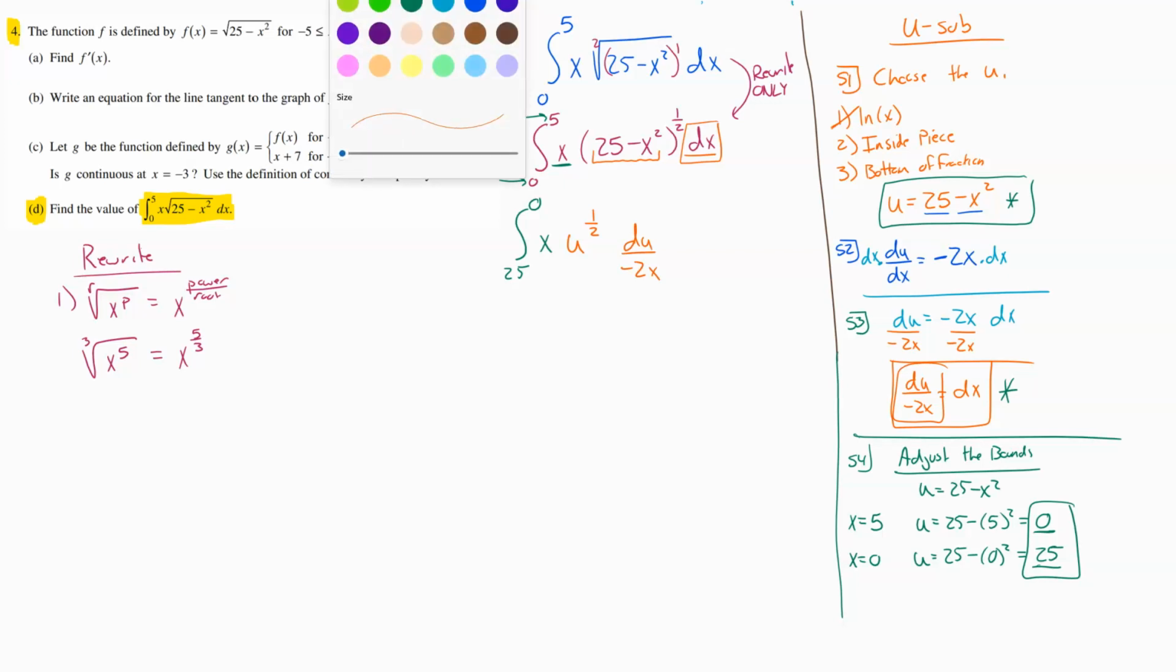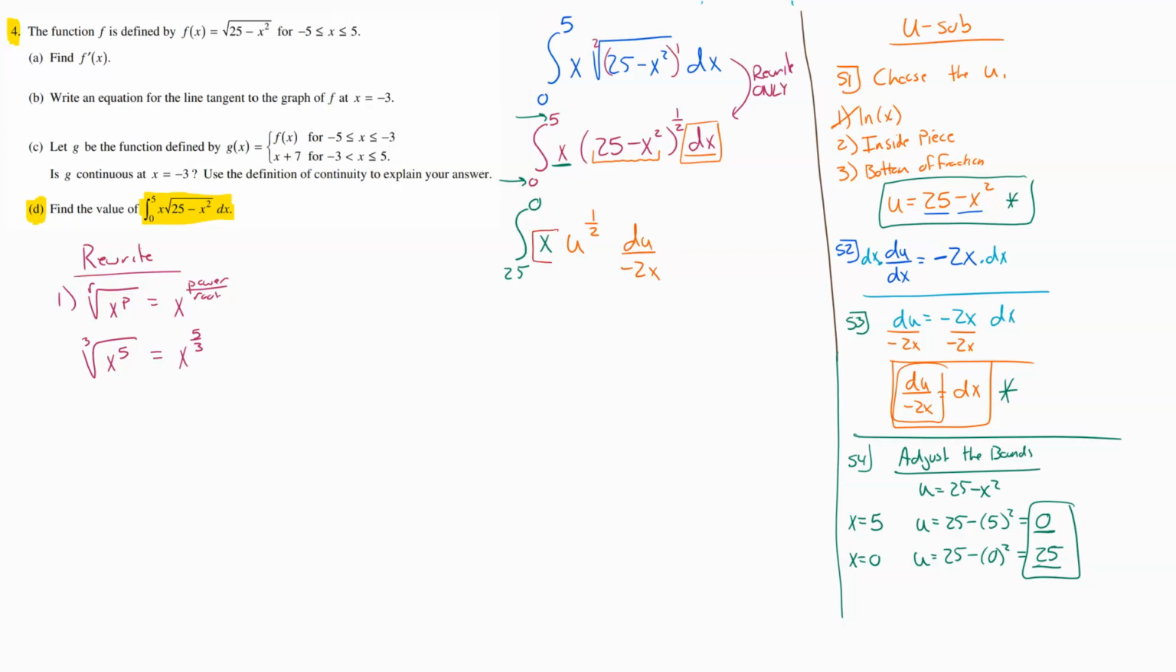If we've done everything properly, then any x's that were left in the problem should cancel out with x's we just plugged in. So sure enough, that x is going to cancel with that x. And now we're going to rearrange what we have. So we're looking at 25 to 0. There's an unwritten 1 right there, so this is a negative 1/2 that I'm going to slide to the front, u to the 1/2 du.